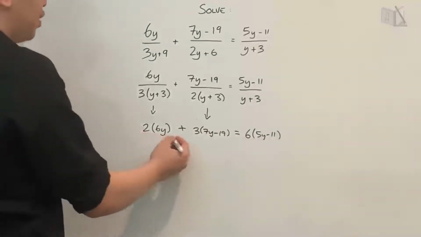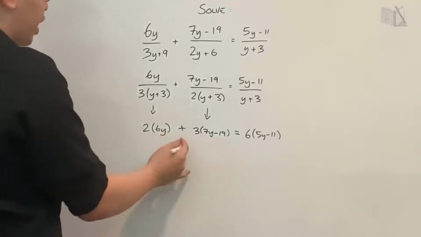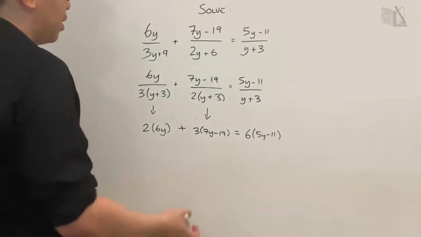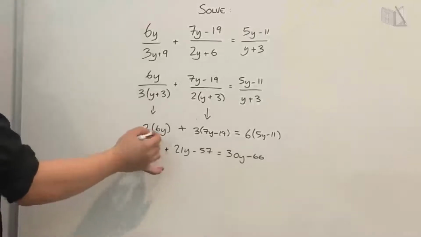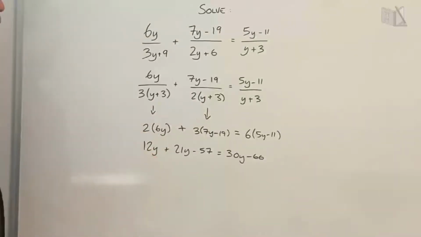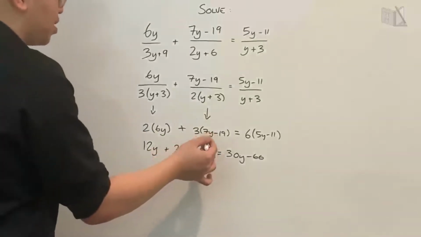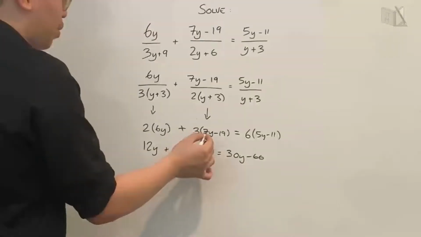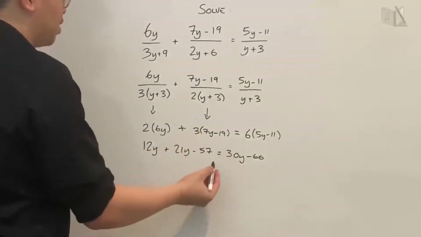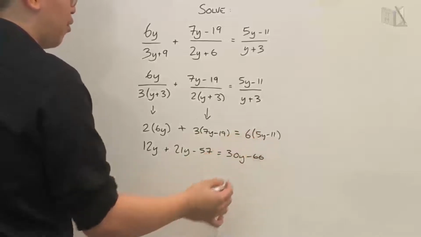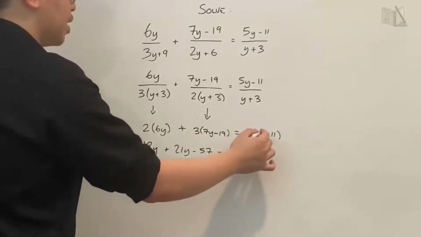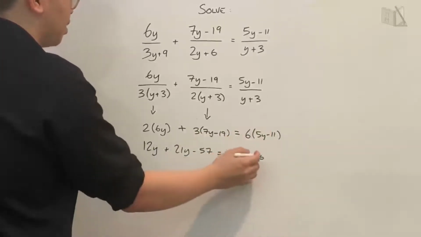Now expand out each of these brackets so that we can combine like terms and solve for y. 2 multiplied by 6y is 12y. 3 multiplied by 7y, 21y. 3 multiplied by minus 19 is minus 57. 6 by 5y is 30y. 6 by minus 11 is minus 66.